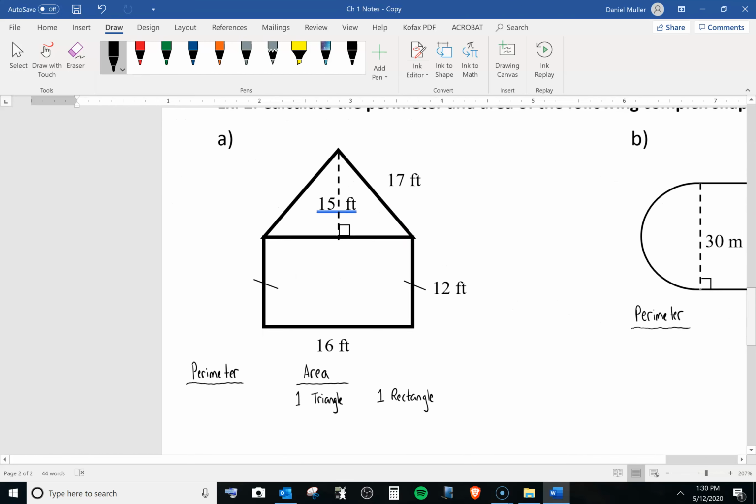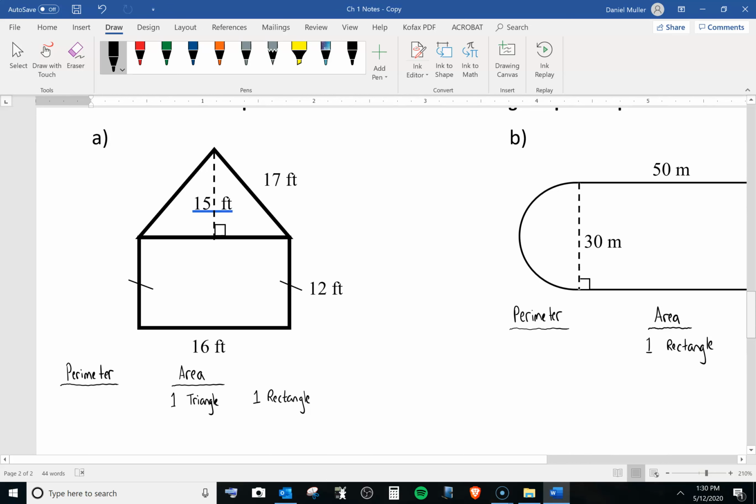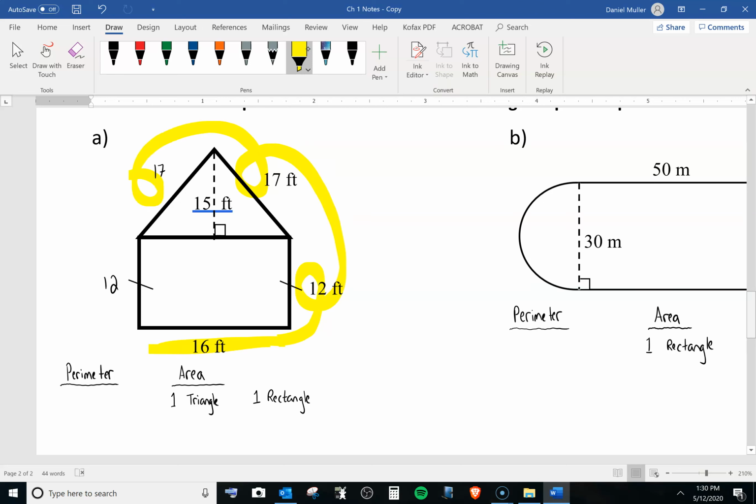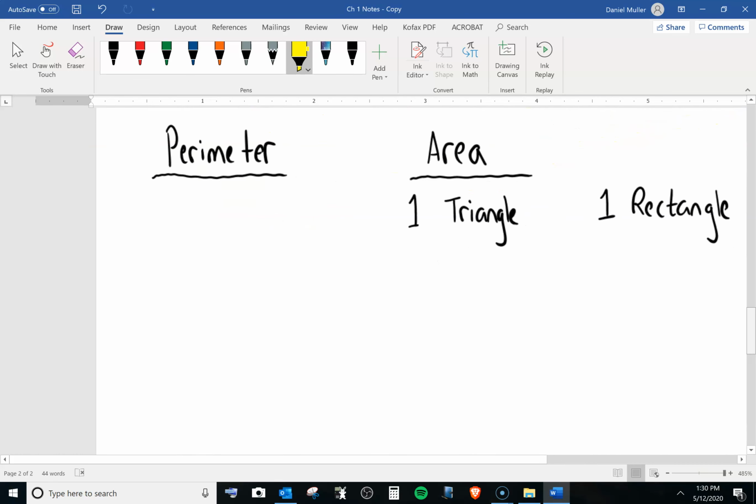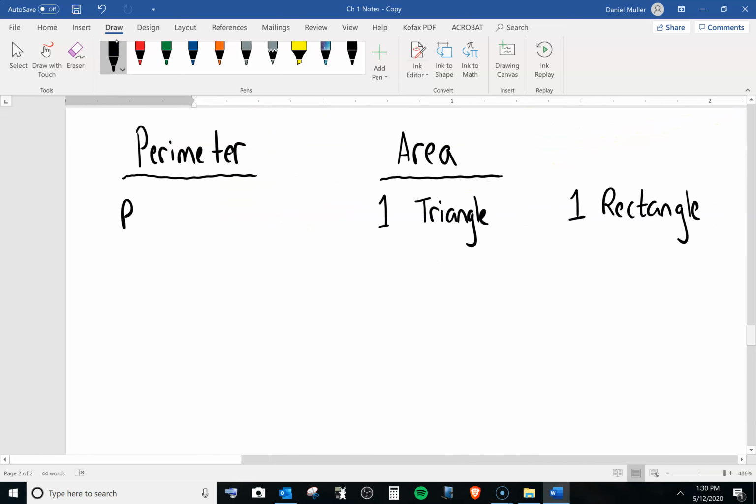I'll zoom in here now on the letter A, and I've got perimeter. So that's the distance all the way around. This here is going to be 17 feet, and here will be 12. So if I'm going to do perimeter, I'm going to have the 16, and then I'll go 12, 17, 17, 12. So 16, 12, 17, 17, 12. So that's my perimeter.